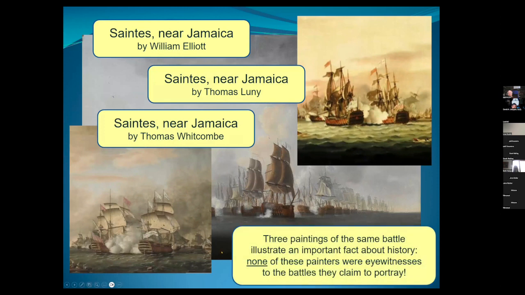Those 3 paintings illustrate an important fact about history at the time. This also connects to what Dave was saying about Paul Revere in its own way. None of these paintings were eyewitnesses to the battle. In fact, they really paint very different types of battle.